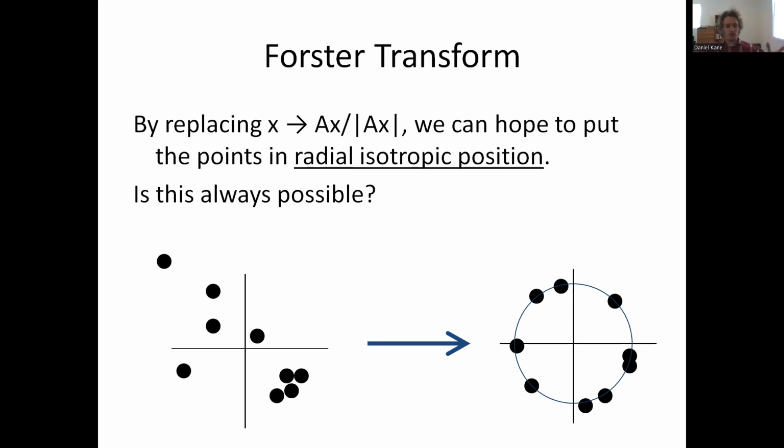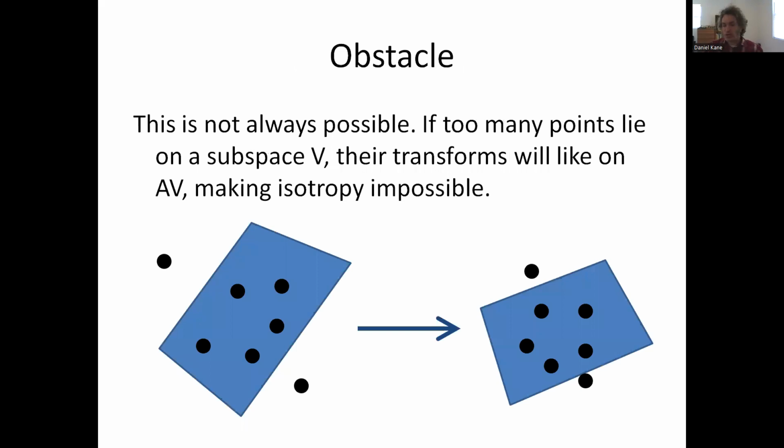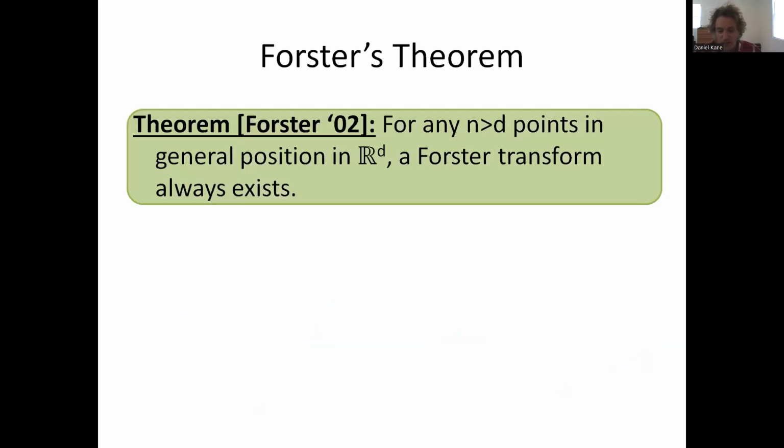Now, before we get too much into this, we can first ask the question of, is it always possible to do this? And unfortunately, the answer is no. If there's a subspace V where we have a lot of the points lying exactly in that subspace, then no matter what linear transformation A you apply, the transformed points will lie in this subspace AV. And then when you renormalize it, the trace of the points within that subspace will be too large to make it possible for the points to be isotropic. So it's not always possible to find a Forster transform, but very often it is.